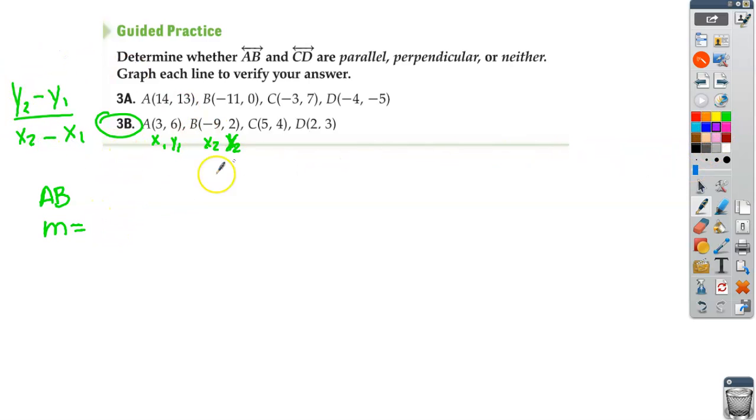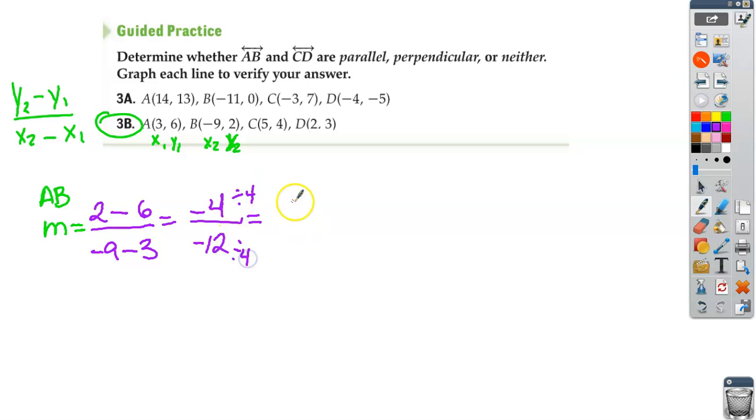First thing that comes is the y2, so 2 minus y1, which is 6, over x2, negative 9, minus 3. Simplify that. 2 minus 6 is negative 4. Negative 9 minus 3 is negative 12. Simplifying even further, 4 and 12 are both divisible by 4. And the two negatives make a positive, so this will just be a positive 1/3.